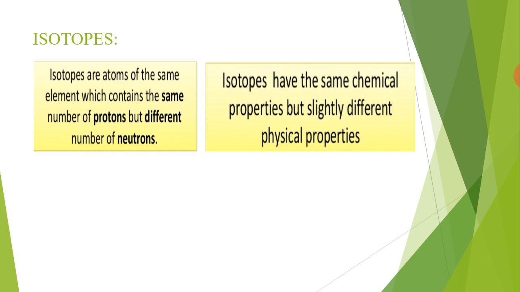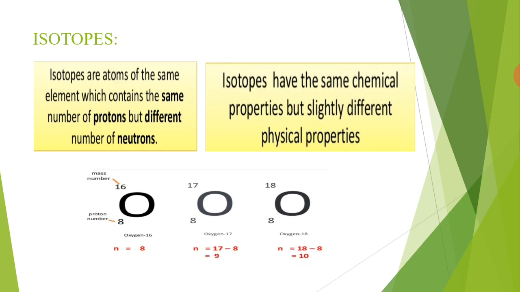For example, here are isotopes of oxygen. You can see here all oxygen atoms have same atomic number, that is 8. Or we can say that number of protons in all atoms are same, but number of neutrons in all atoms are different. Oxygen 16 has 8 neutrons, oxygen 17 has 9 neutrons and oxygen 18 has 10 neutrons.